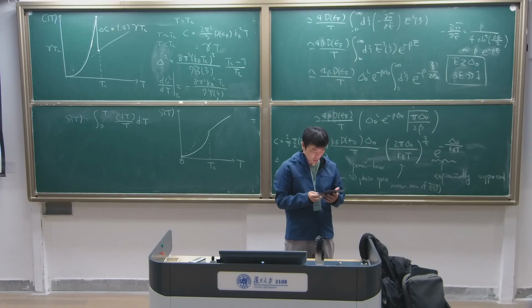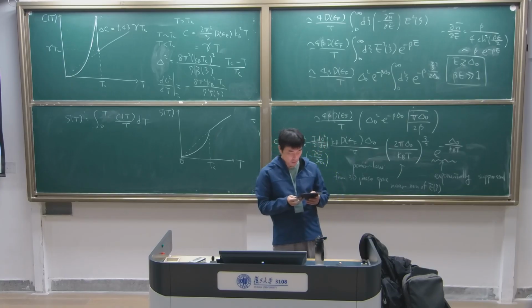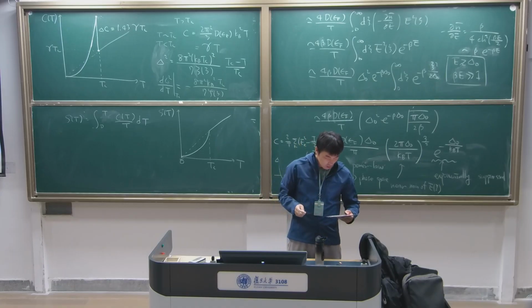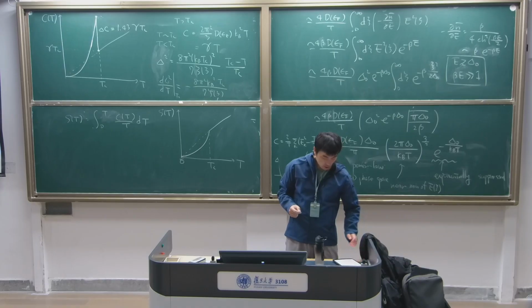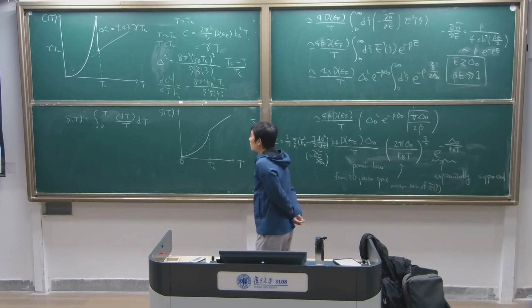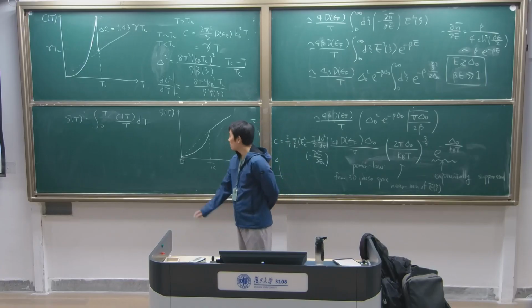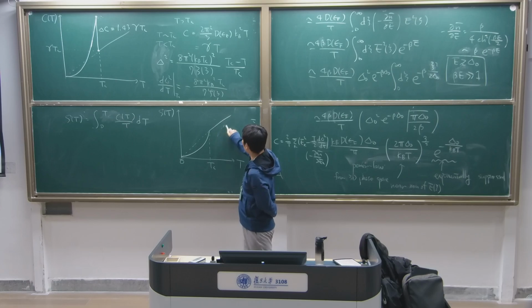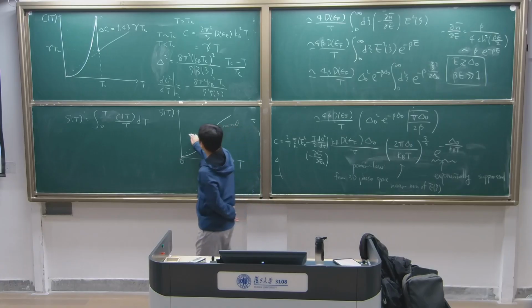Okay, I think fine. Let's stop here and take a break. So these behave, anyway, this is linear. So this is the normal state. This is the superconductor.